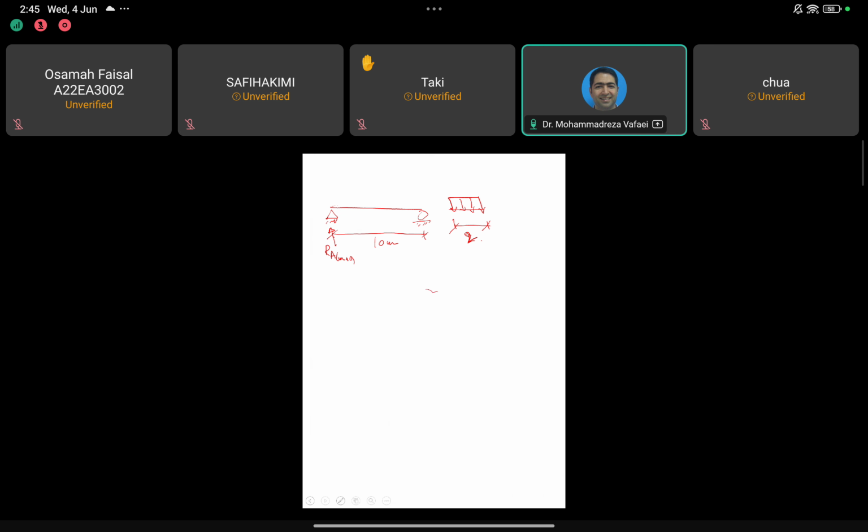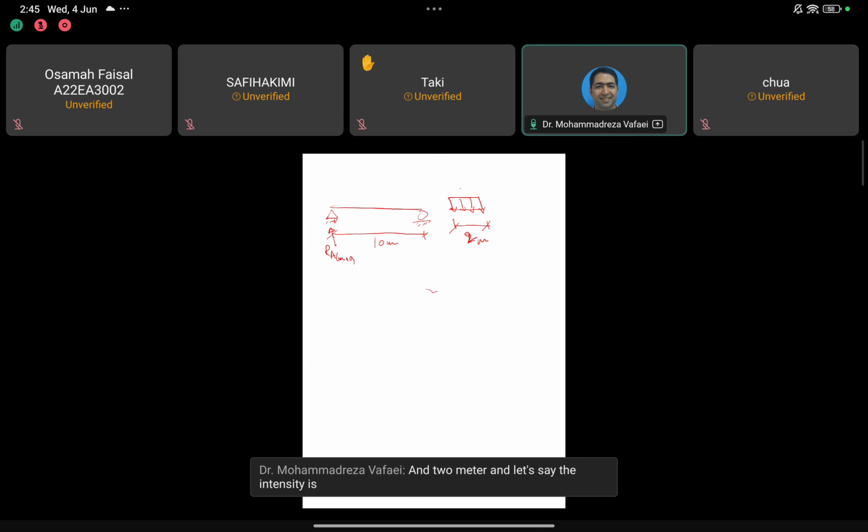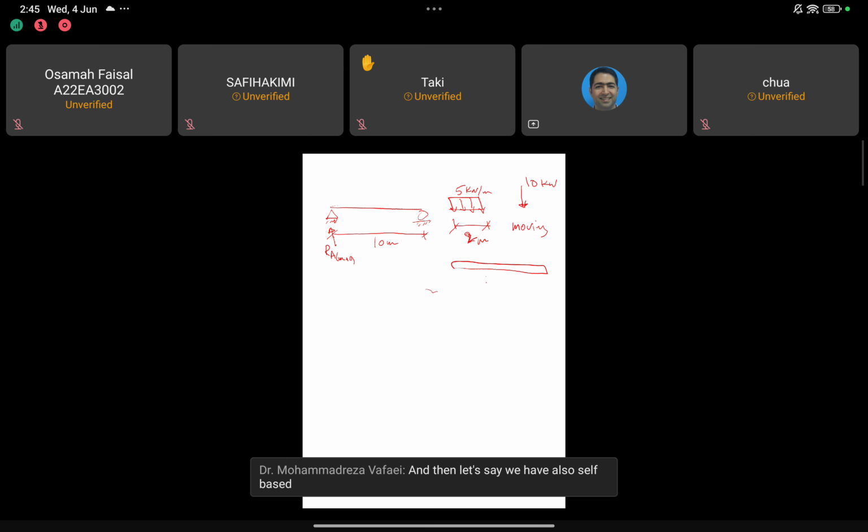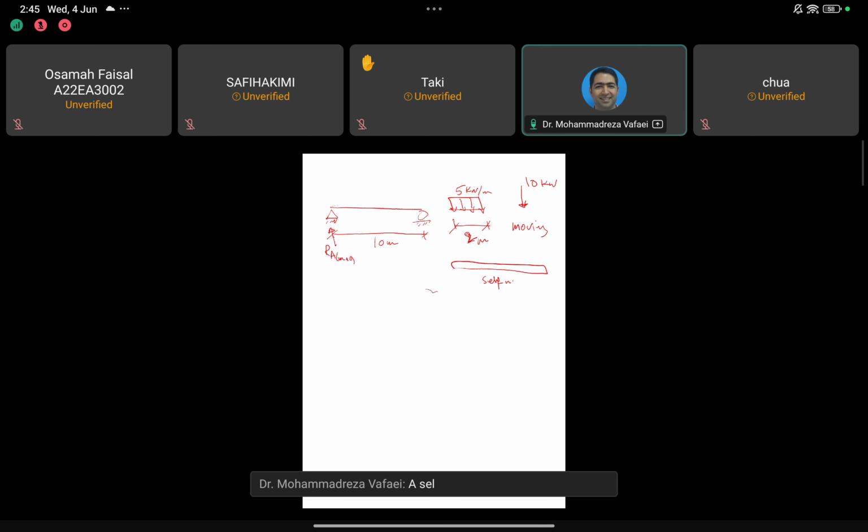And 2 meter, and let's say the intensity is 5 kilonewton per meter. And let's say we have also a point load of 10 kilonewton, which is moving. So these two are moving. And then let's say we have also self-weight, a self-weight of the bridge, which is 1 kilonewton per meter.